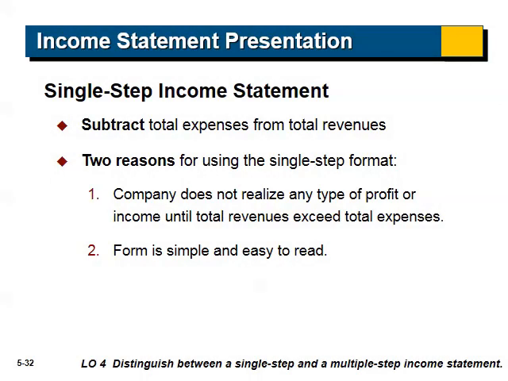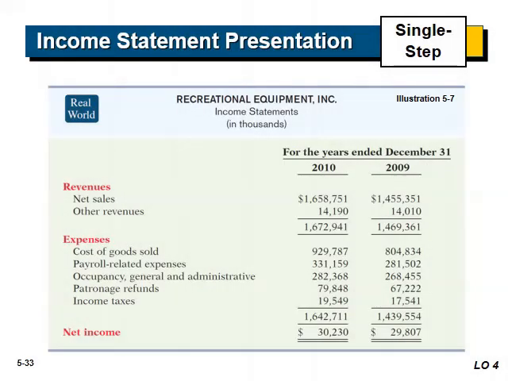Now, a single step income statement is similar to the one that you learned in the previous chapter. We just take revenues minus expenses to get our net income. And we might use that if they don't have a gross profit. It's simple and easy to read, but most merchandise companies do not use this method, but some do. So it's very straightforward, just like we've done in previous classes. Take the revenues, subtract out all of your expenses, and you get net income or net loss.